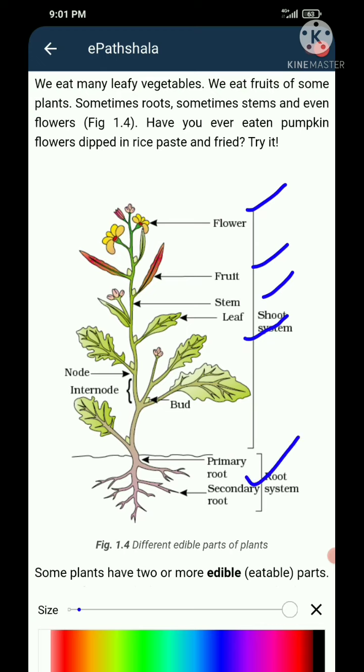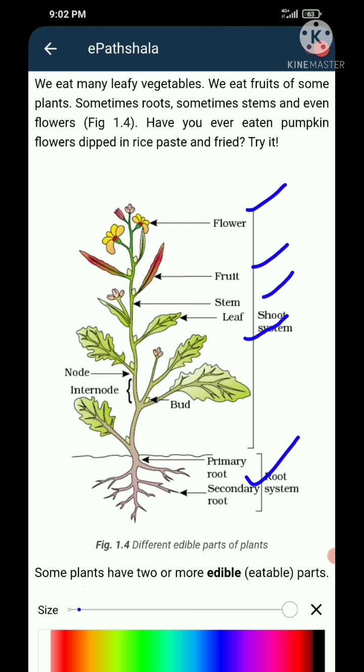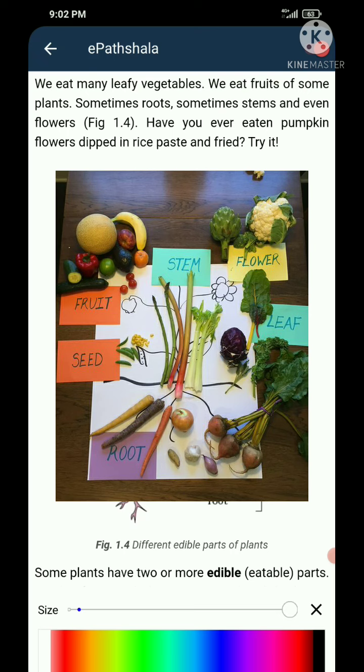Okay, so take an example of flowers we eat, like cauliflower, bottle gourd flowers, pumpkin flowers, in which we only eat the flower part. Fruit, lots of fruits, like mango, which grows around the seed. There are lots of food materials.